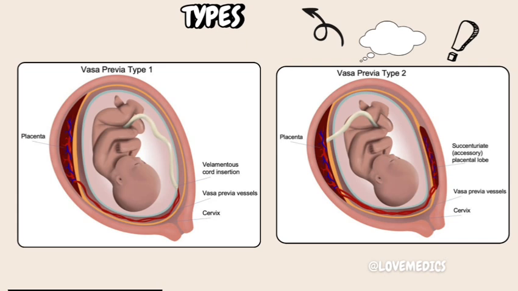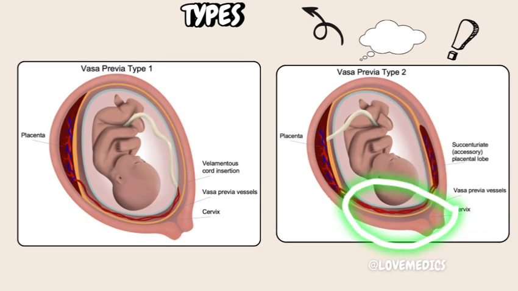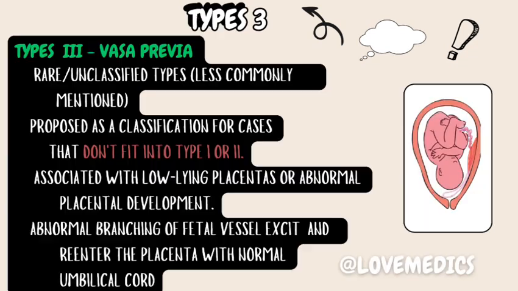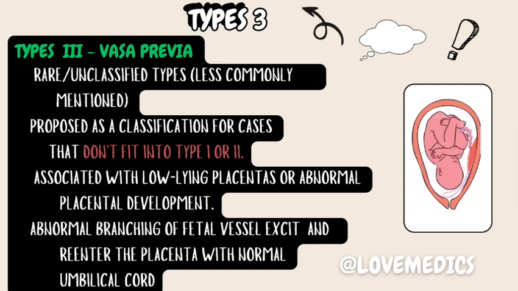Type 2 means two-lobed placenta. So the fetal vessel runs between the two lobes and passes through the membrane and crosses the internal os. That is type 2. The case that does not fit in insertion abnormality and bilobed placenta is type 3. So type 3 is associated with low-lying placenta or abnormal placental development. So the abnormal branching of fetal vessels exits and re-enters the placenta with a normal umbilical cord. So the fetal vessel crosses the internal os. That is Vasa previa type 3.